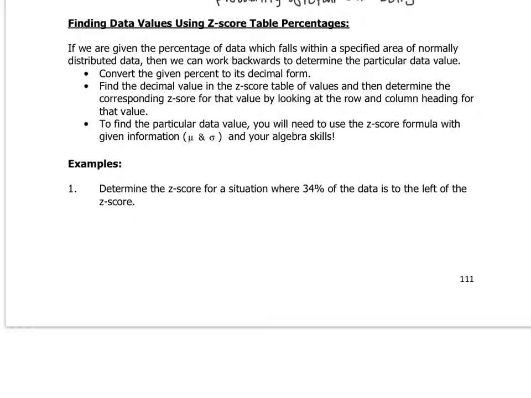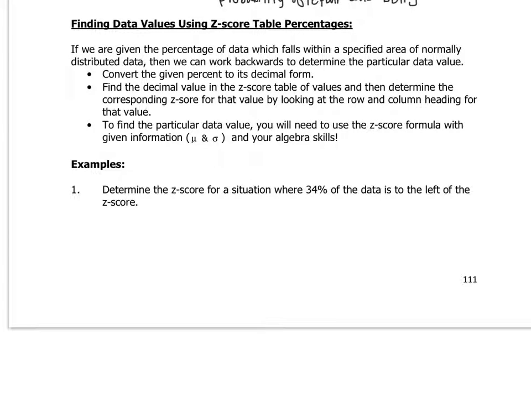Okay, so now we're going to try some questions where we're finding data values using z-score table percentages. So if you're given a percentage, you basically have to work backwards now and convert the percentage to a decimal form, and then look for that decimal form in the z-score table of values, and then find the corresponding z-score for that value by looking at the row and column heading.